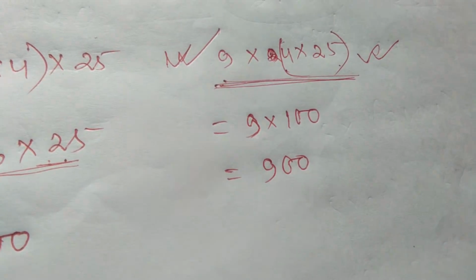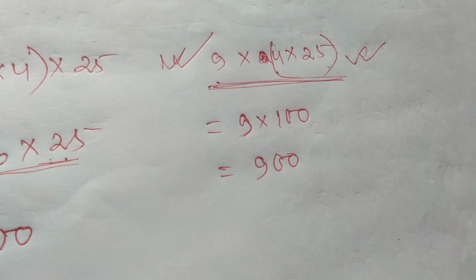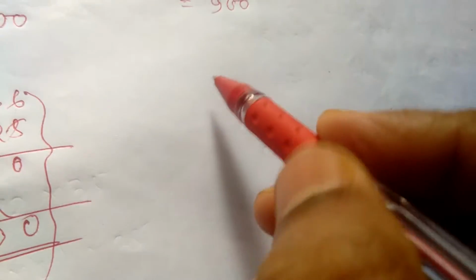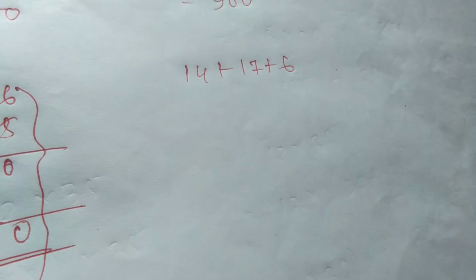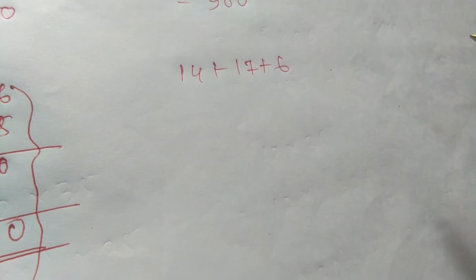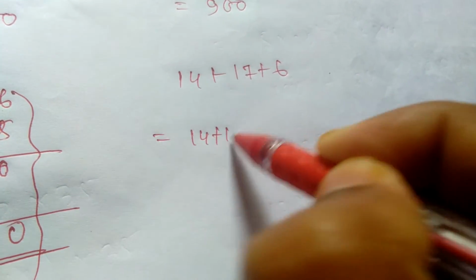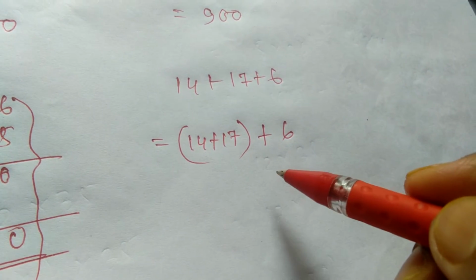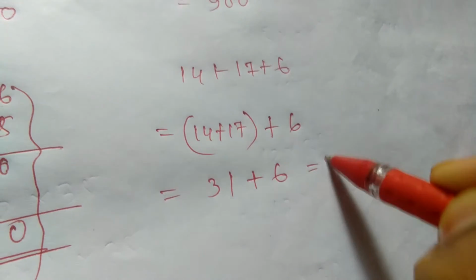So associativity of addition and associativity of multiplication, both the things we have done. Now I am doing some questions, then only you can identify. So I am writing 14 plus 17 plus 6. So first we can do 14 plus 17, that is 31, plus 6, that is 37.